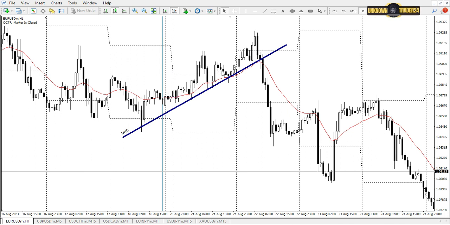After this day has traded, then we know that, okay, now this breakout was a stop hunt and it was a fake breakout.